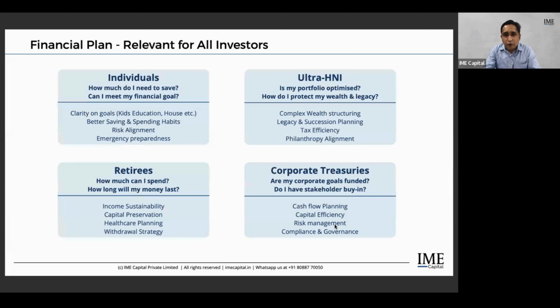Now, the first important element is that a financial plan is relevant for all types of investors. For an individual, it helps answer important questions such as how much do I need to save and can I meet my most important financial goals? For a retiree, it helps answer how much the retiree can spend and how long the money is likely to last.